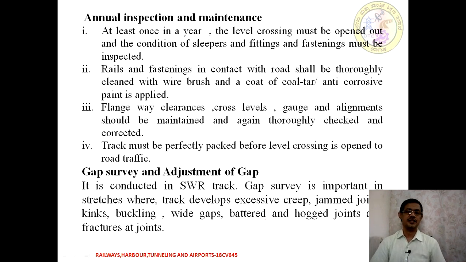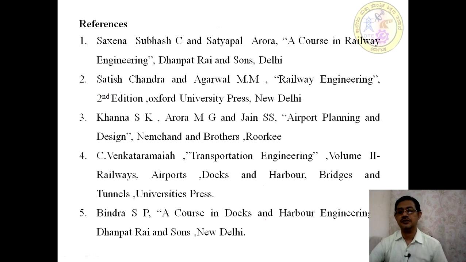Next is the gap survey and adjustment of gaps. It is conducted especially in the case of short welded railway track. A gap survey is important in stretches where the track develops excessive creep, jammed joints, kinks, buckling, wide gaps, battered or hogging rails or any other defect, hence adjustment of gaps has to be carried out. So this is how the maintenance of a track is taken care of.